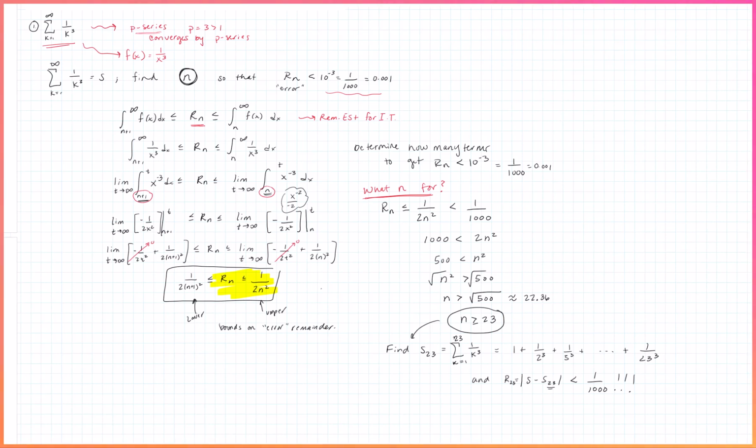Okay, so that's how we use the remainder estimate. It can be helpful if we need to know what the value of the series is to some degree of accuracy.